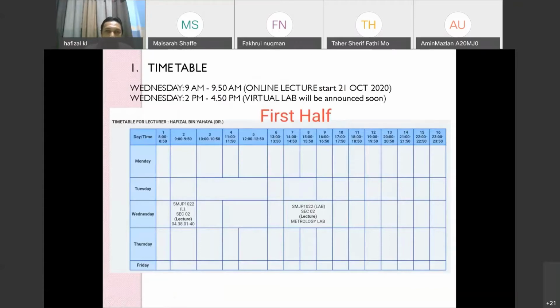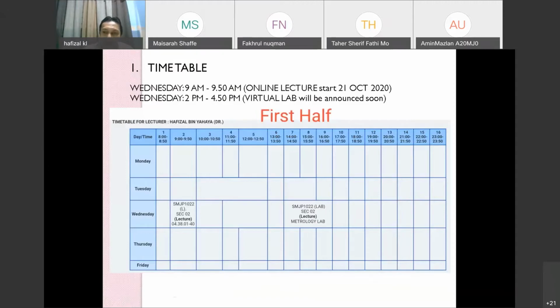Actually, we have our lecture on Wednesday, 9 a.m. until 9:50 a.m. And then on the same day, we have our virtual lab. Later on, I will discuss the virtual lab. According to the timetable, we will start at 2 p.m. and finish at 4:50 p.m. This is the timetable for the real experiment. We just slot the time so that you have the lecture according to your timetable.